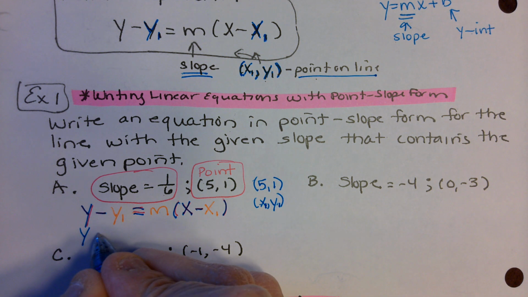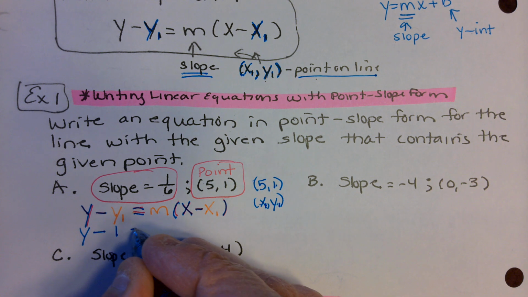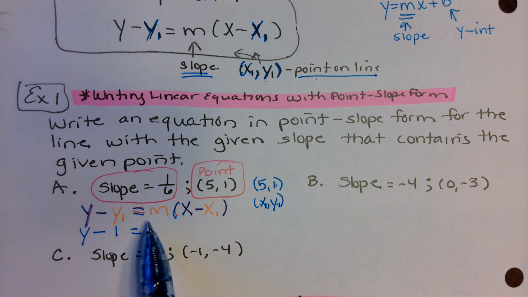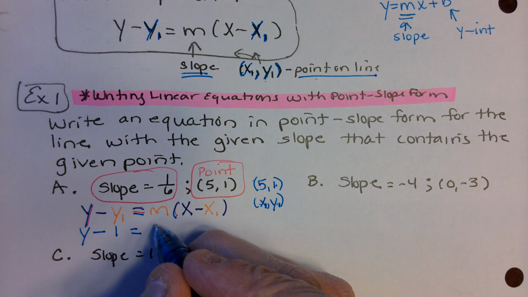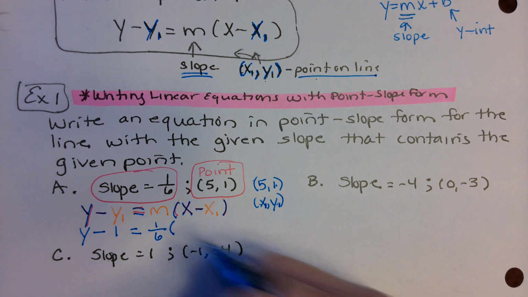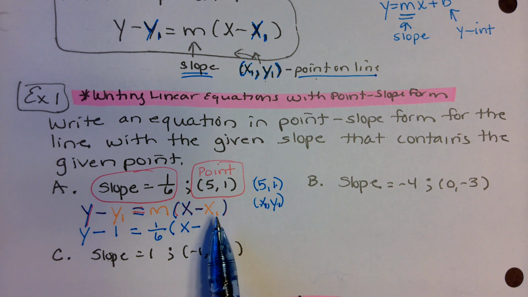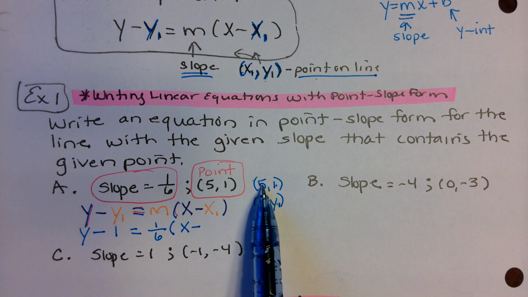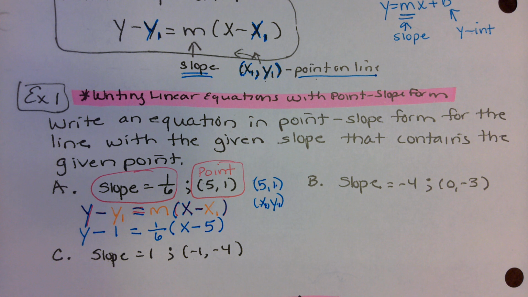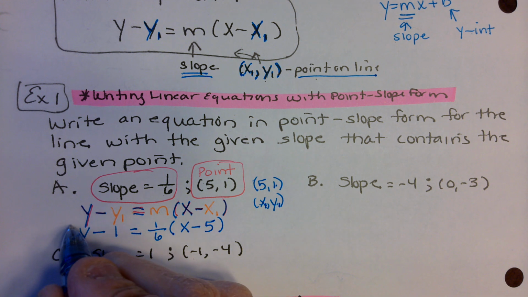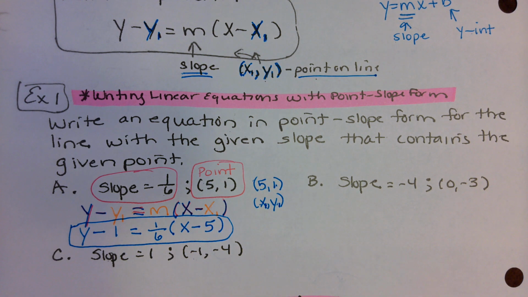y minus, what was the y? It's over here. 1 equals, what's the slope? Right here. 1/6, parenthesis, x minus, and now I put in the x1. x1 was the 5, the first coordinate. That's it. You don't have to do any more. You're done. That's the answer. Isn't that cool?